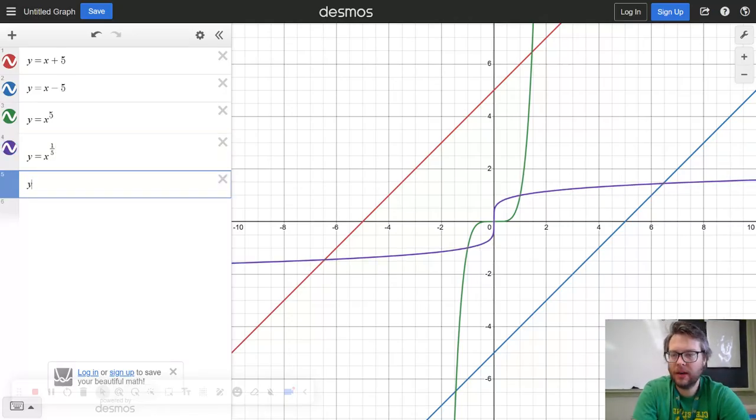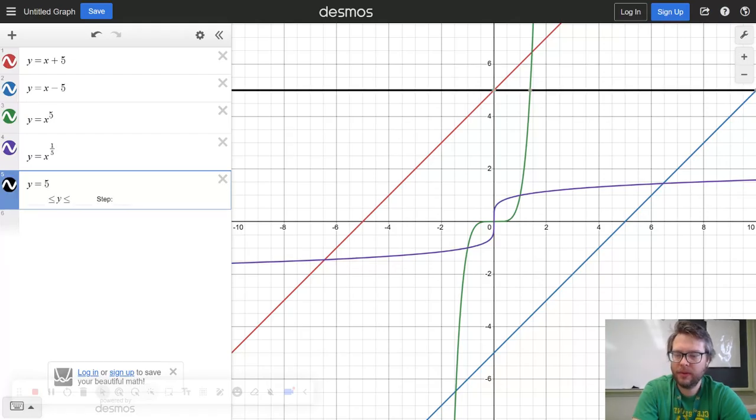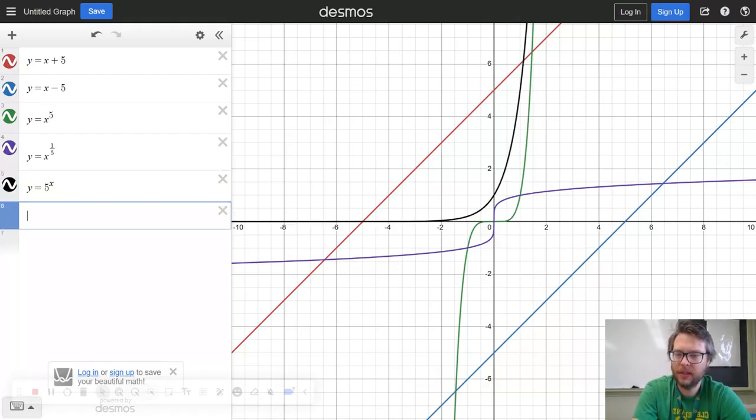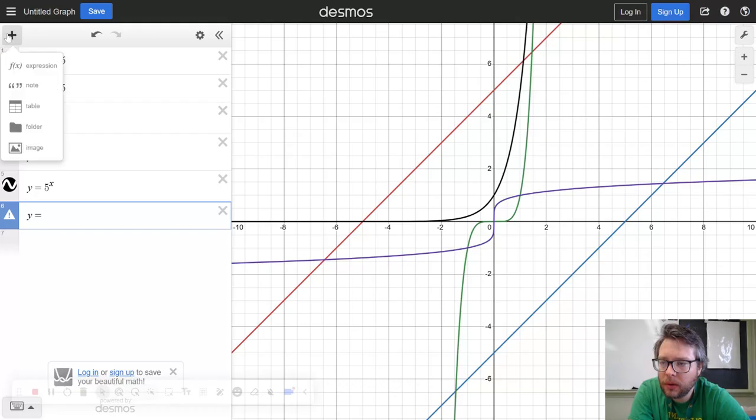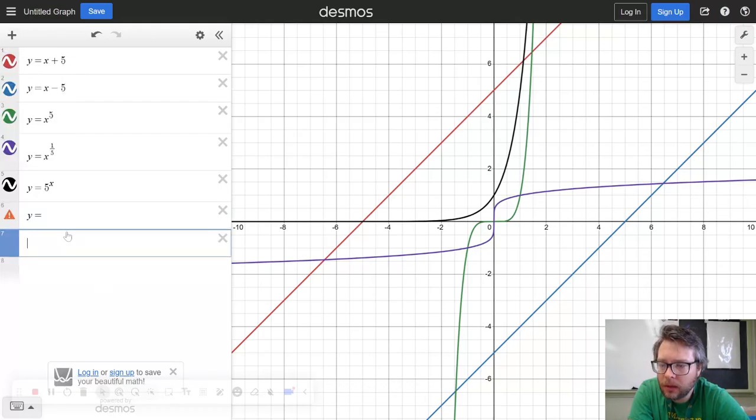So let's look at our example of 5 raised to the x compared to log base 5.